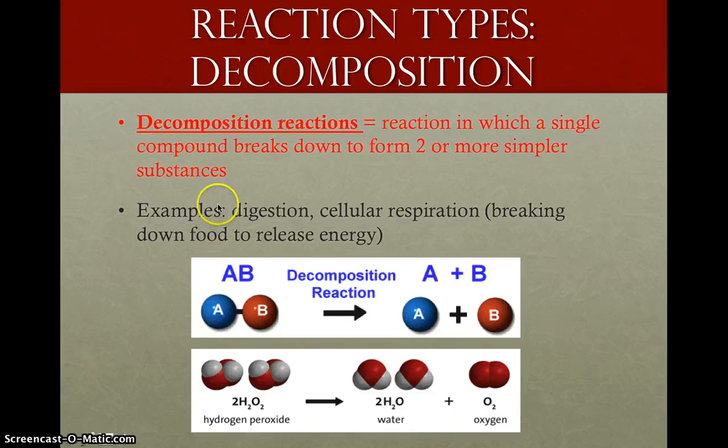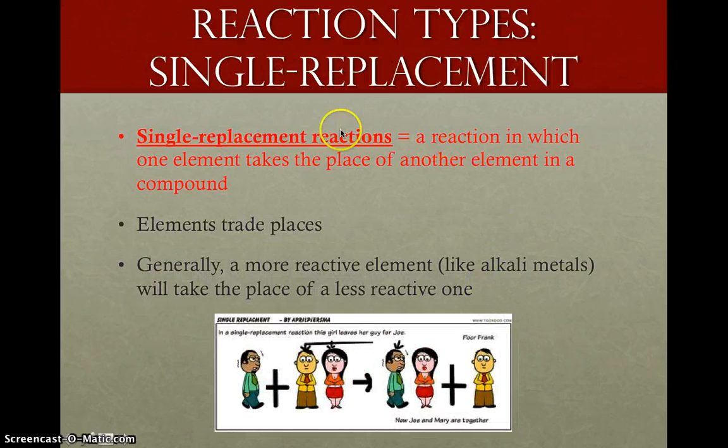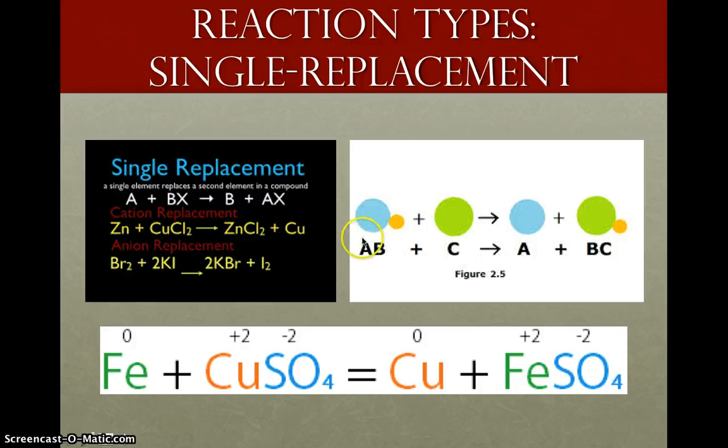Decomposition, so to decompose, we are on number 9. Okay, it's where you break down. So if I have one compound and I break it into its parts, that is decomposition. Single replacement, you have one element taking the place of another. Okay, so it's a swapping, trading places. So if I have a compound plus an element, and I have a different element plus a different compound, I traded places.